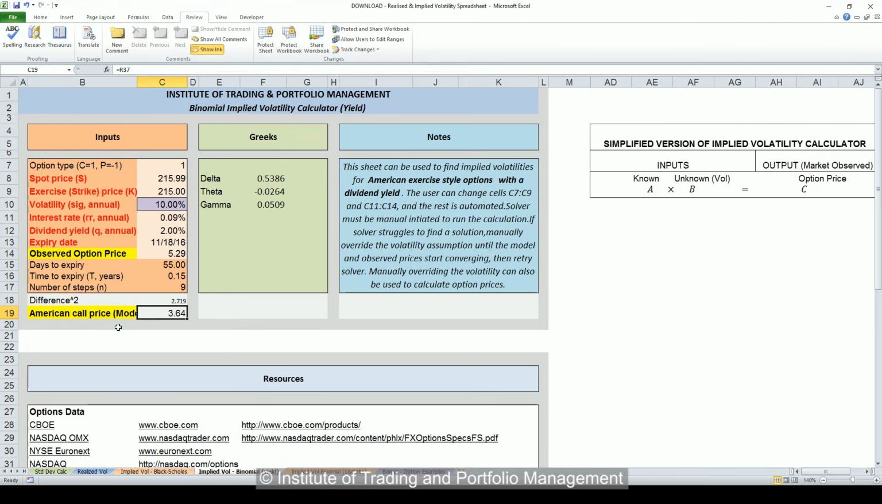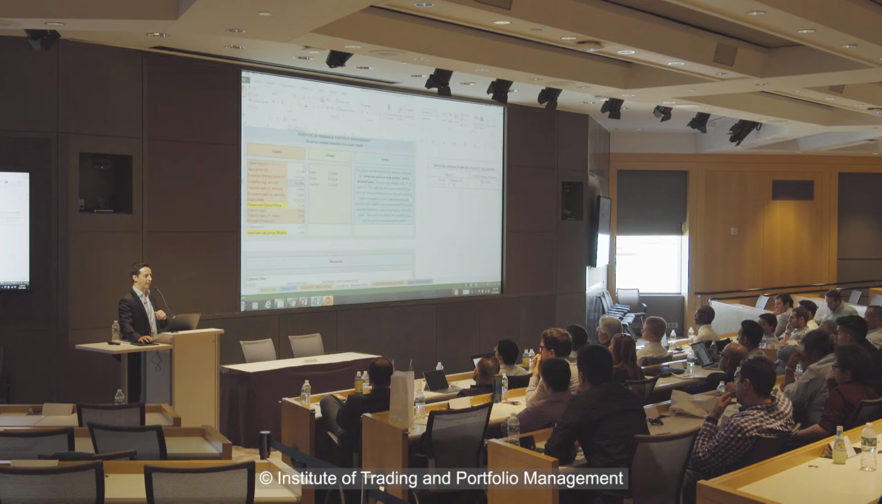And what's going to happen, if you remember back to the simplified version of the calculator, this price, the model price, we want to converge to the observed price in the market by only changing the unknown, which is the implied volatility. Once they converge to zero difference, we have our annualized standard deviation. Okay, again, don't worry if you don't follow that exactly.